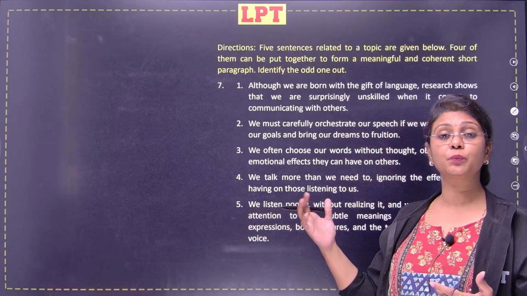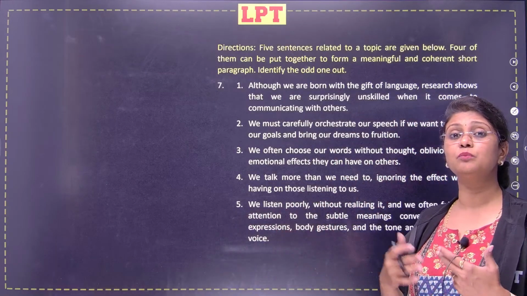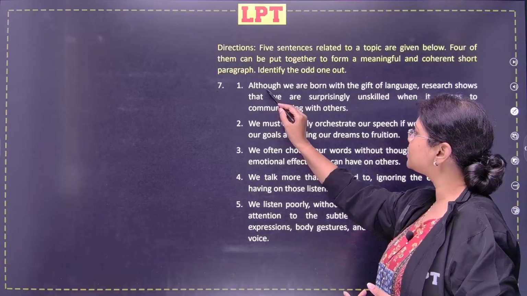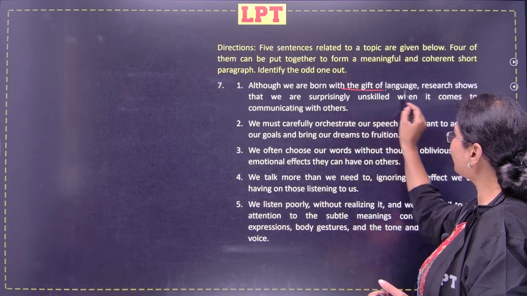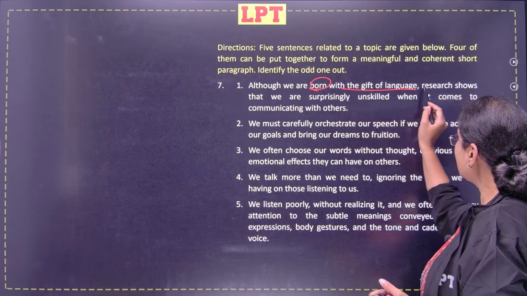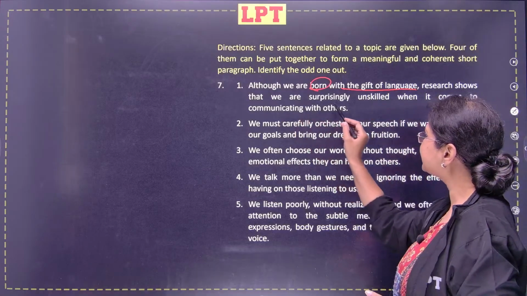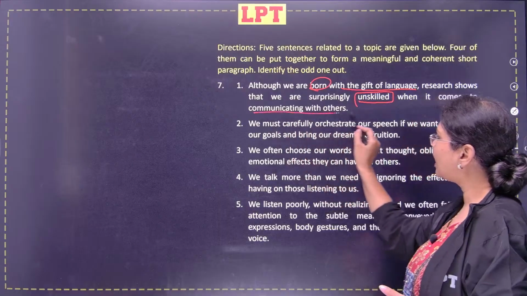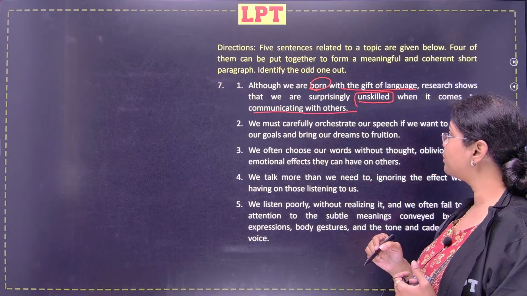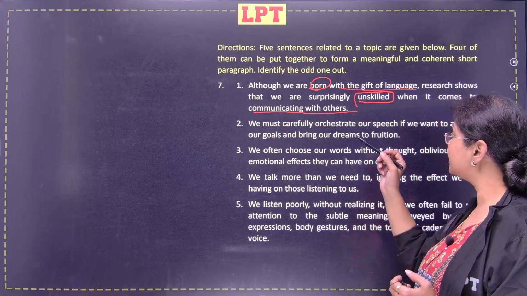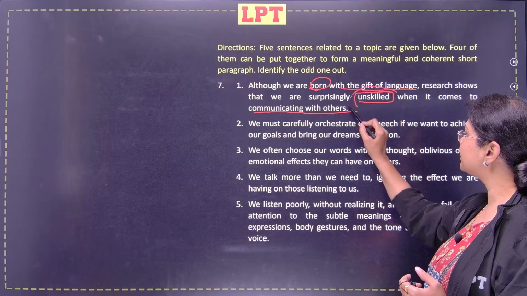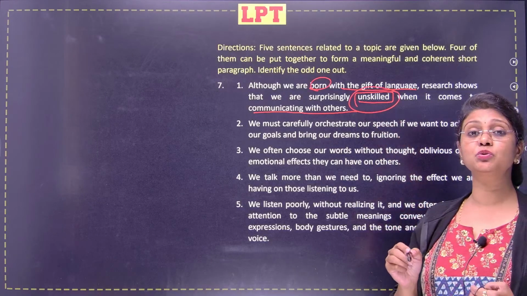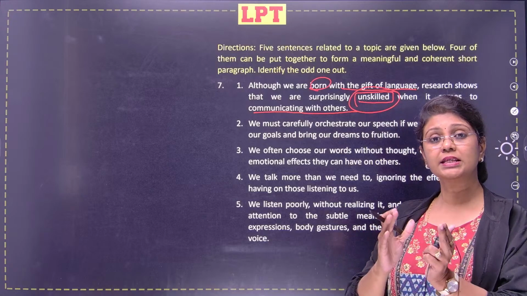So let's first read the sentences and try to understand what they are saying. A says, although we are born with the gift of language, research has shown that we are surprisingly unskilled when it comes to communicating with others. So this is on a negative line.